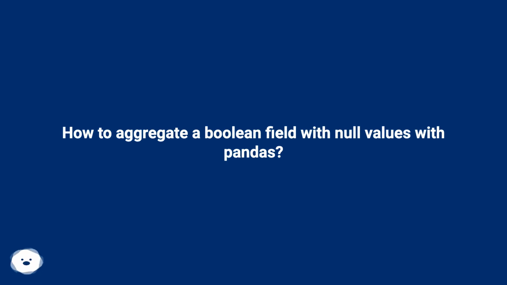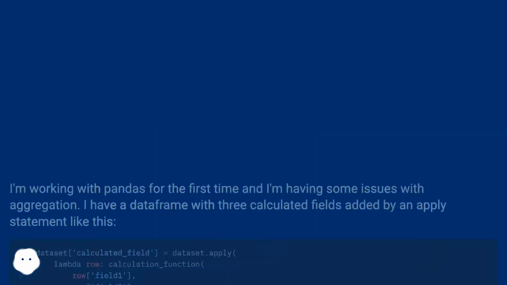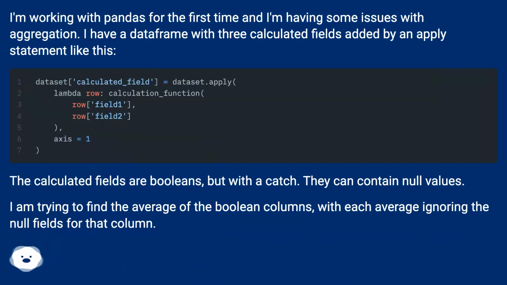How to aggregate a Boolean field with null values with Pandas. I'm working with Pandas for the first time and I'm having some issues with aggregation. I have a data frame with 3 calculated fields added by an apply statement like this.